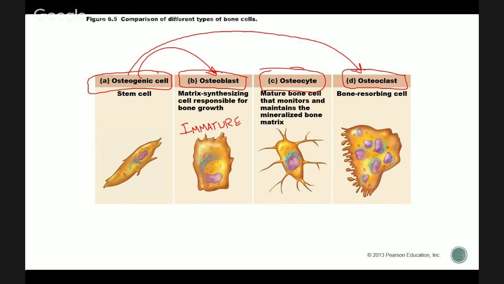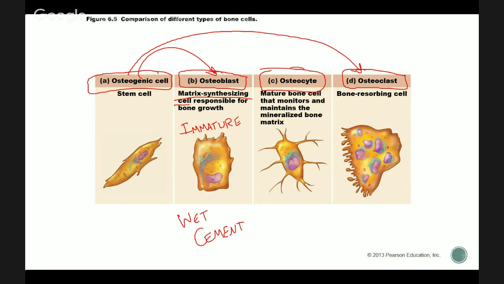This is the cell that's going to lay down the liquid concrete, so to speak. So this is the concrete. This is the mason. This is the one that's going to be laying down the cement. Wet cement. So that's why they call it the matrix synthesizing cell. It's going to lay down the liquid bony matrix, which will eventually harden and become the hard bone.